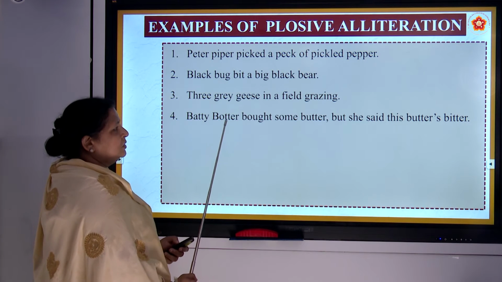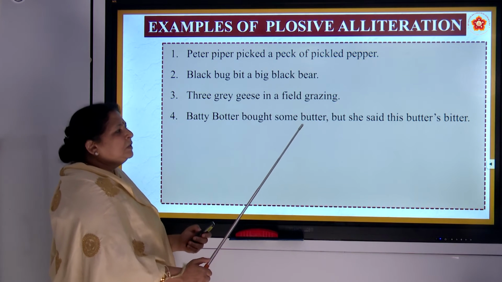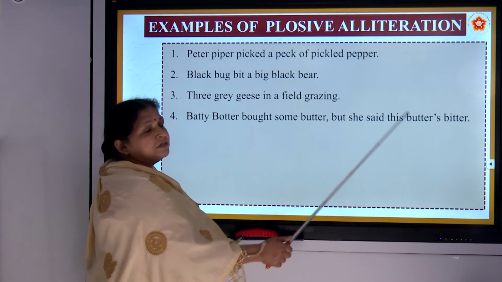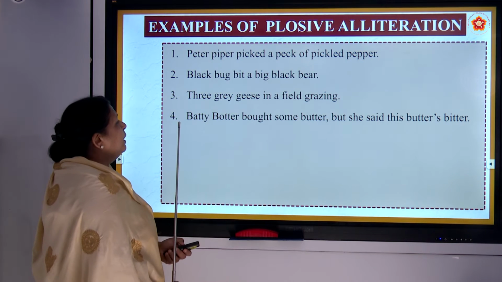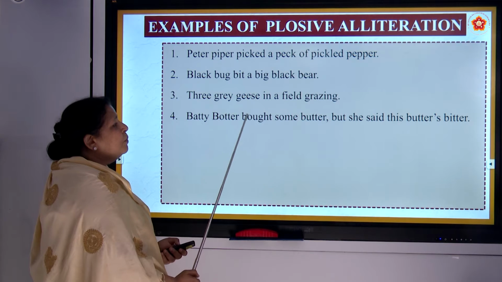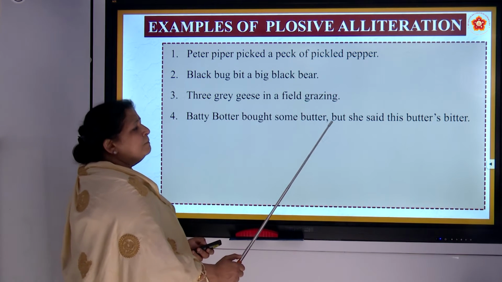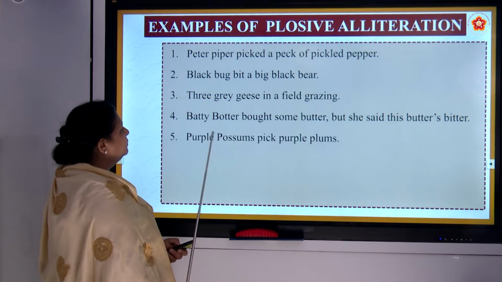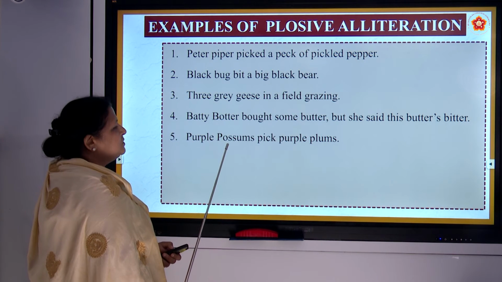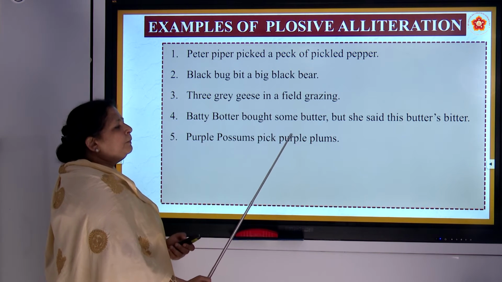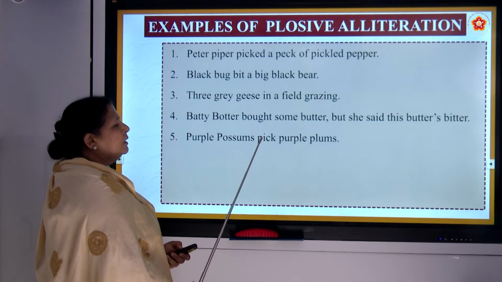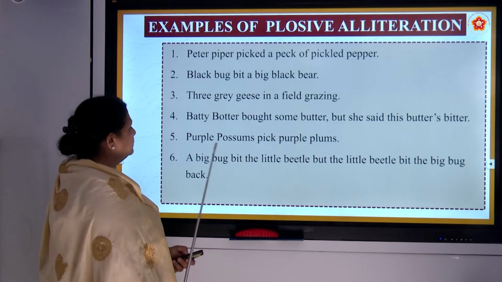Batty bought some butter, but she said this butter's bitter. Purple possums pick purple plums.